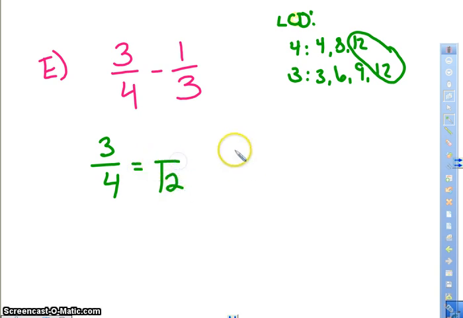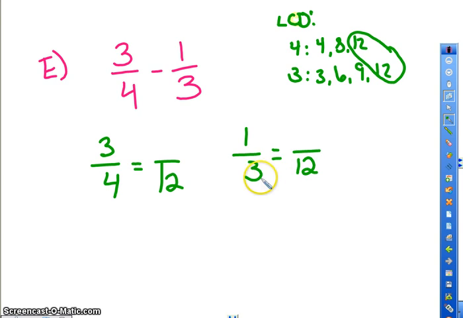Okay, and remember that when you're doing this, you're just changing them to equivalent fractions. So they still represent the same part of the whole, which is what a fraction represents, a part of a whole. You're just giving them a common denominator.